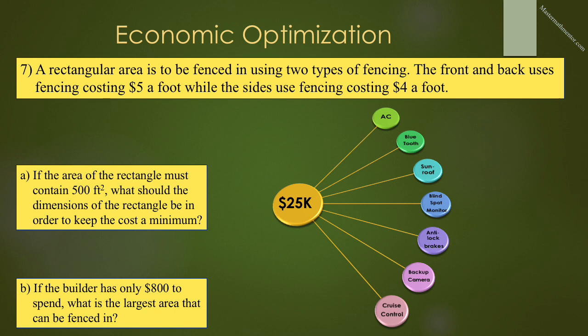This problem describes the same situation as our introduction when you were faced with getting the most features on your car for $25,000 or for getting all the features on the car for the cheapest price. In Part A, we must have 500 square feet, and we want to do the project in the least expensive way. Whereas in Part B, there is a fixed amount of money allocated for the project, and you want to get the biggest bang for your buck.